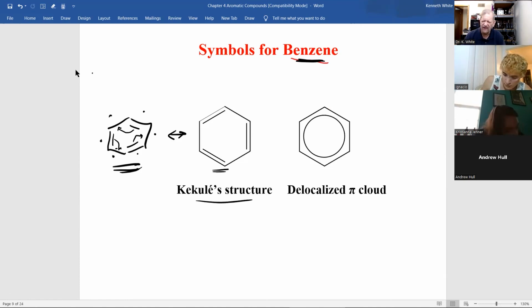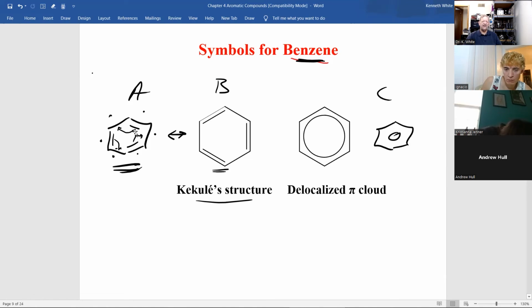Now, as you saw in the picture, you had the pi bonds holding hands, and it looks like a donut. If you were looking from above, you could draw it this way. And this is called the delocalized pi bond. Any one of these, A, B, or C, if I asked on a test, draw the structure of benzene, would be correct. Now, in class, I'm always going to draw it A or B.